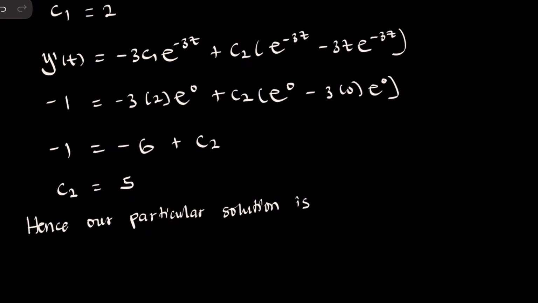Hence our particular solution is y(t) = c1, which is 2, e^(-3t), plus c2, which is 5, times t e^(-3t).